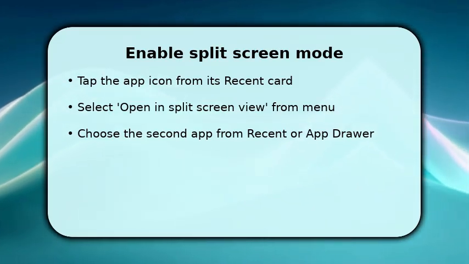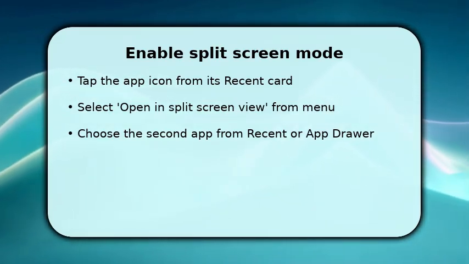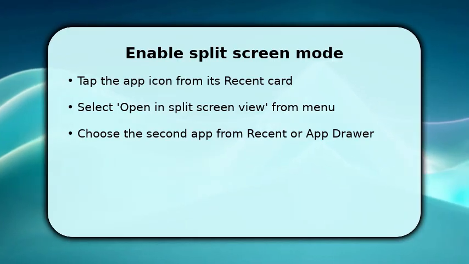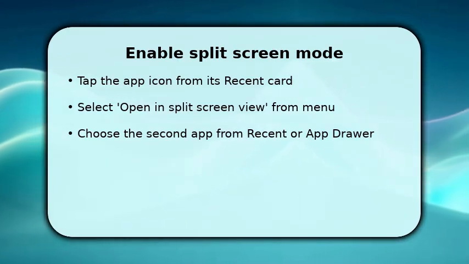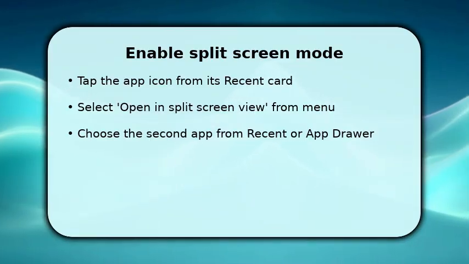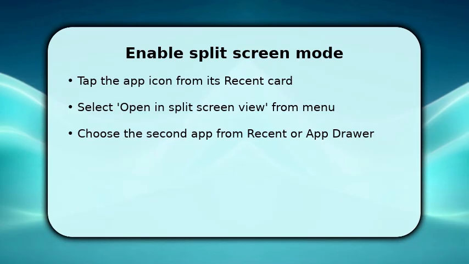Make sure to adjust the divider by dragging to resize. You can prioritize one app by giving it more screen. This sequence guarantees both apps run simultaneously and keeps multitasking responsive on the S21 Ultra.